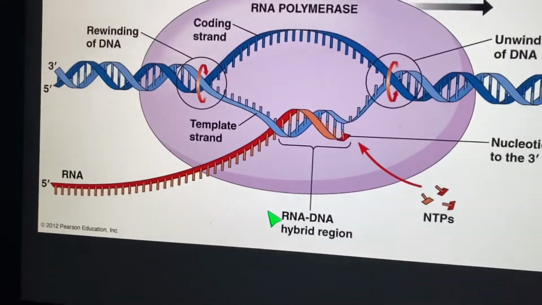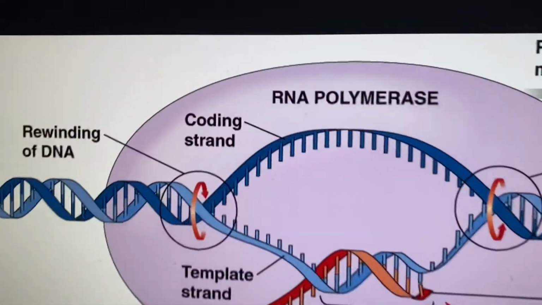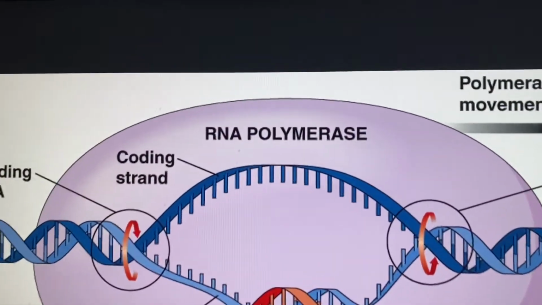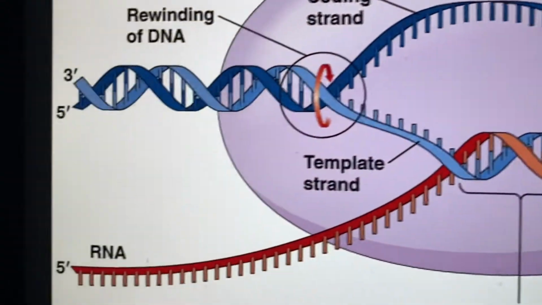There are, of course, some enzymes involved in that, one being RNA polymerase. You may remember DNA polymerase from replication. This is RNA polymerase. It's the enzyme that helps RNA make itself.